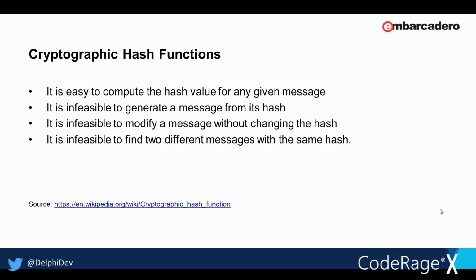It's infeasible to modify a message without changing its hash. So if I have a message that's 1, 2, 3, and the next message I have 1, 2, 3, 4, they will have different hashes. It's also infeasible to find 2 different messages with the same hash. So a message of ABC and another message of DEF would never produce the same hash value.